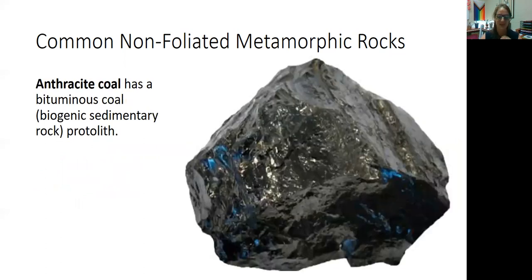The next one is anthracite coal. So coal, what we burn, what we mine, black stuff, if it undergoes intense heat and or pressure, you can get anthracite coal, which is coal that's just a lot shinier.